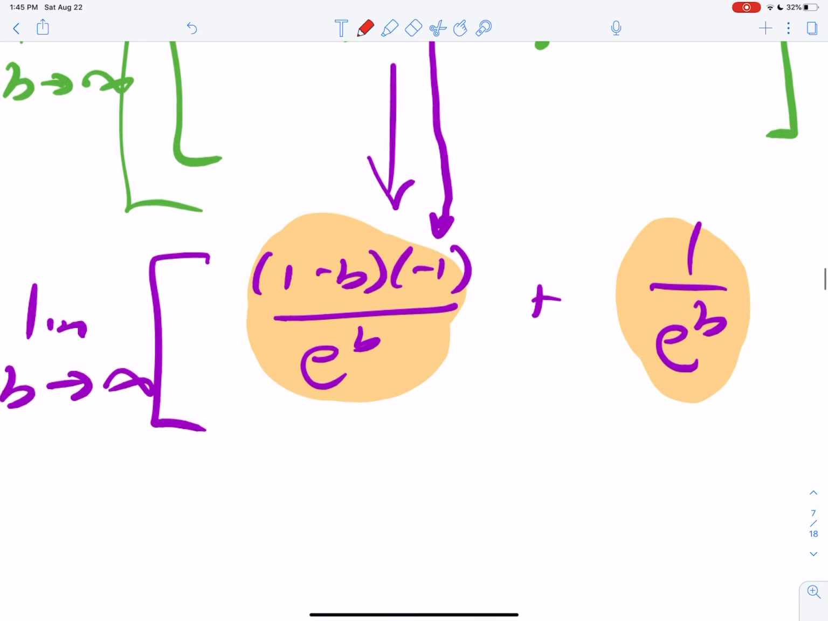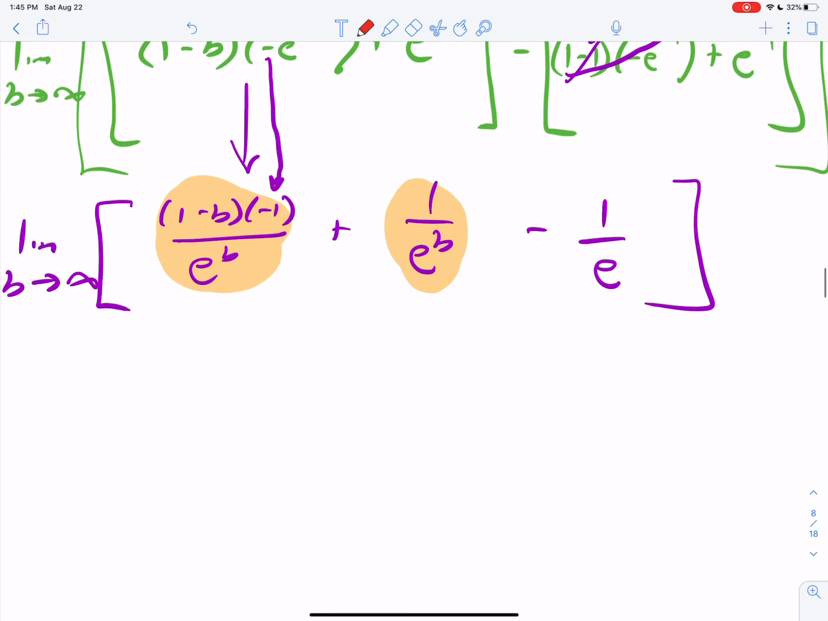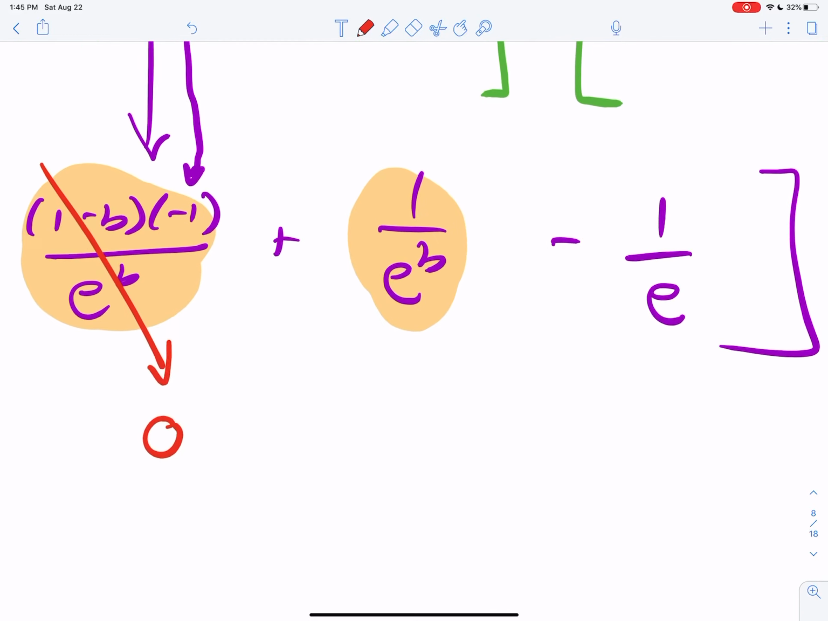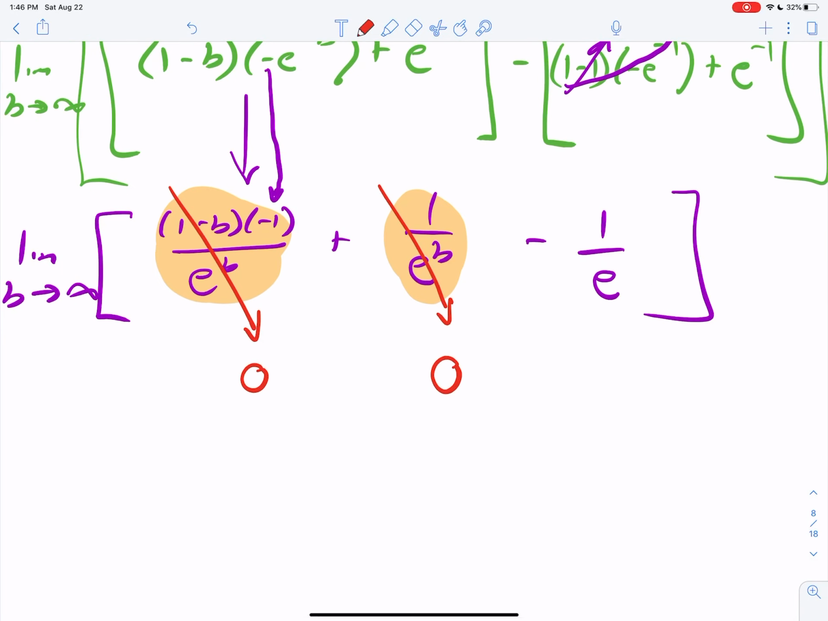Well, in this first highlight here, I have a linear at the top, so b to the first power. At the bottom, I have exponentials. They're both getting large, but who gets larger faster? The exponential. So when the denominator gets really large, you know that this here is going to go to 0. Same logic here. Denominator will get really large, so that's going to go to 0. So all you're left with is negative 1 over e.